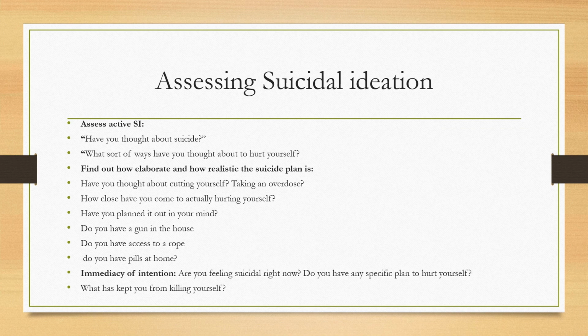Do you have a gun in your house? Do you have access to a rope? Do you have pills at home? And to assess the immediacy of the situation, again, you could ask, are you feeling suicidal right now? Do you have any specific plan to hurt yourself? What has kept you from killing yourself?